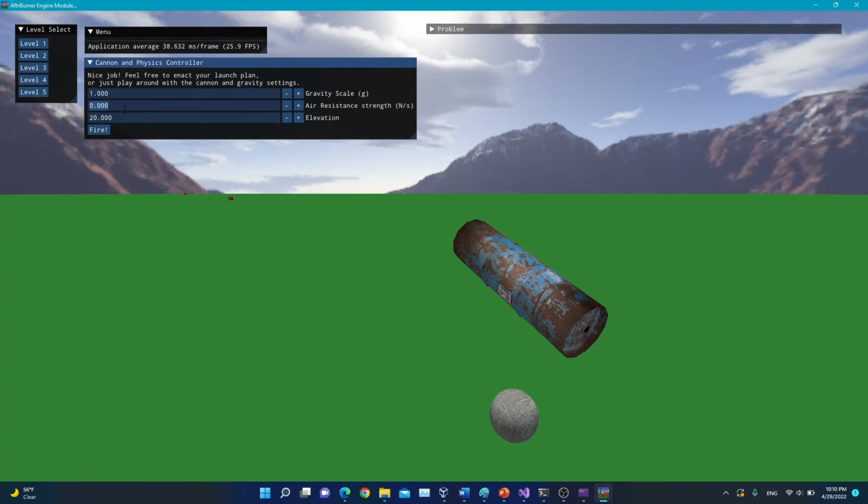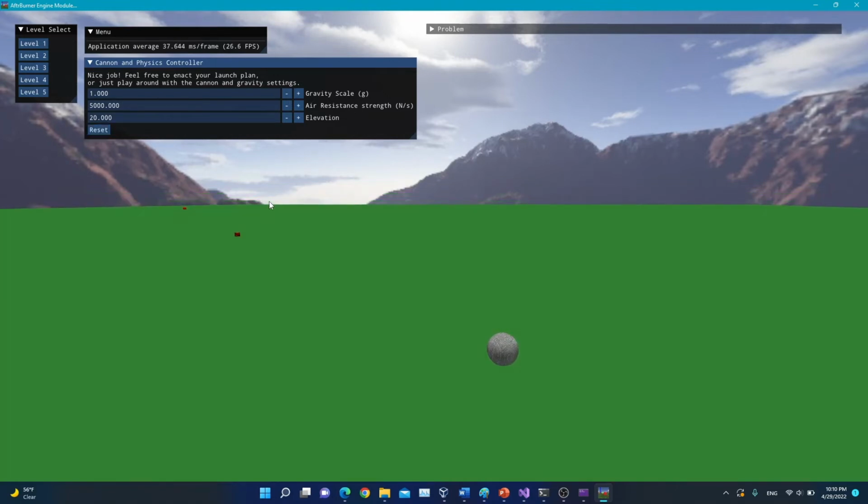So the projectile weighs about 25 kilograms. So it's fairly heavy, but let's suppose I'll just go a little overboard here and have the air resistance be 5 kilonewtons per second. Way unrealistic, but that should affect the projectile fairly well. And we can see there that it came quite a bit short.